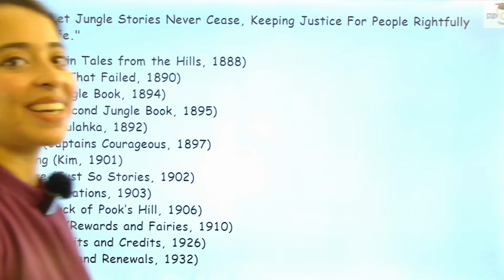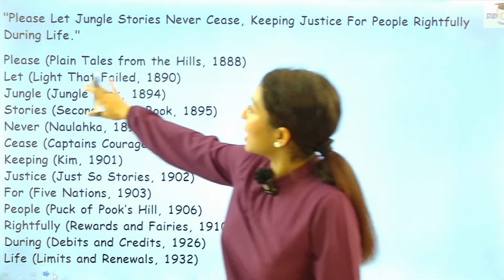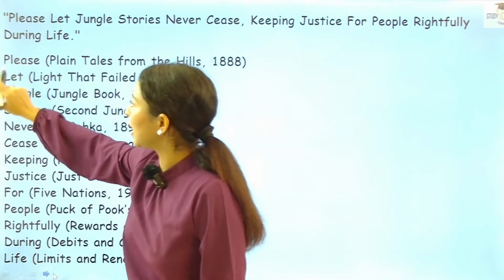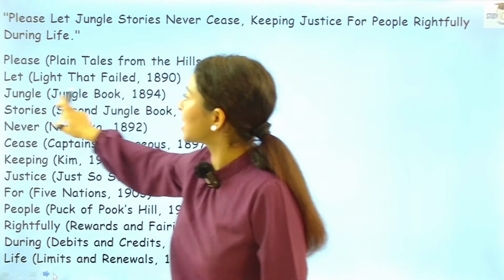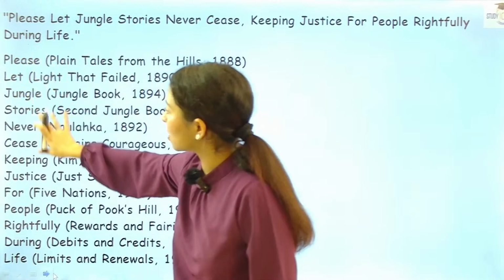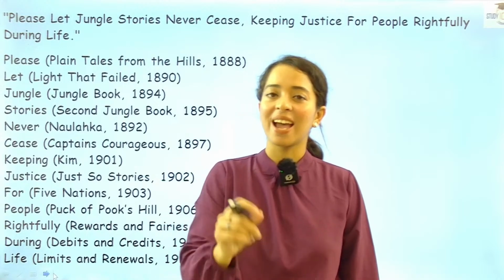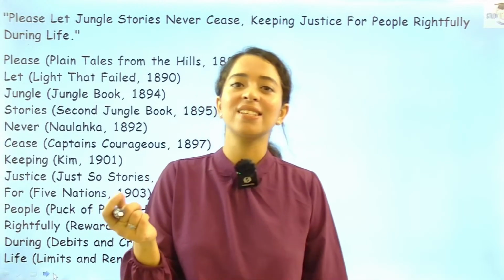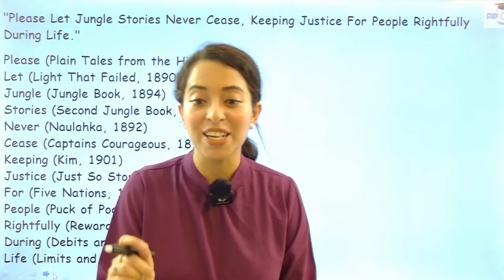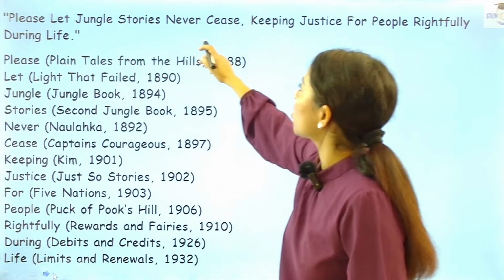How do we remember this? Now a trick has come. Take the first word of each title. Like Plain Tales from the Hills, take the P. Light That Failed, take the L. And Jungle Book, the J. So I have the first letter of each book, and I have made a sentence. If you can learn that sentence, you will never forget Rudyard Kipling's works in chronology. It's a very interesting learning technique. This is called a mnemonic. And that is: Please let jungle stories never cease.